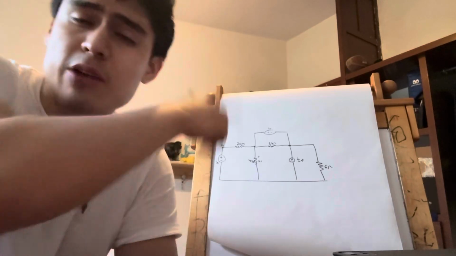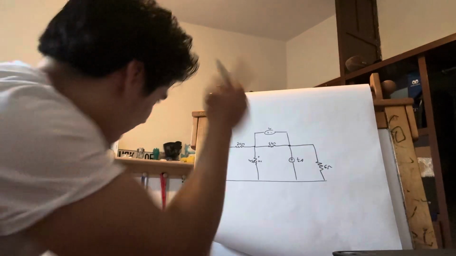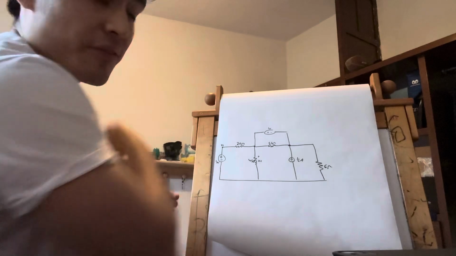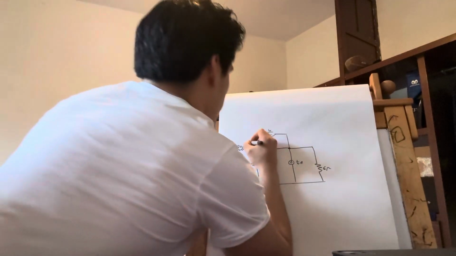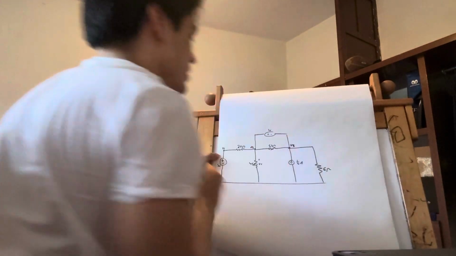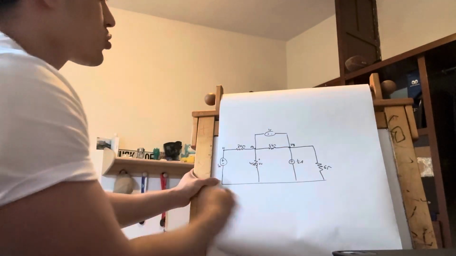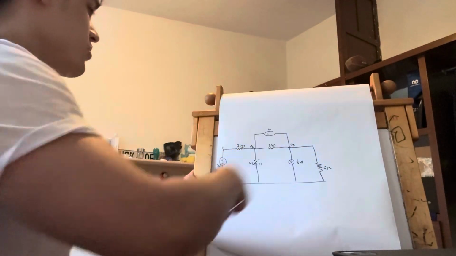What's up, fellows? Today we're going to be solving the circuit with nodal analysis. First of all, we need to identify our nodes B1, B2, and B3. Now that we have identified our nodes, we need to get the equations in order to get their values.